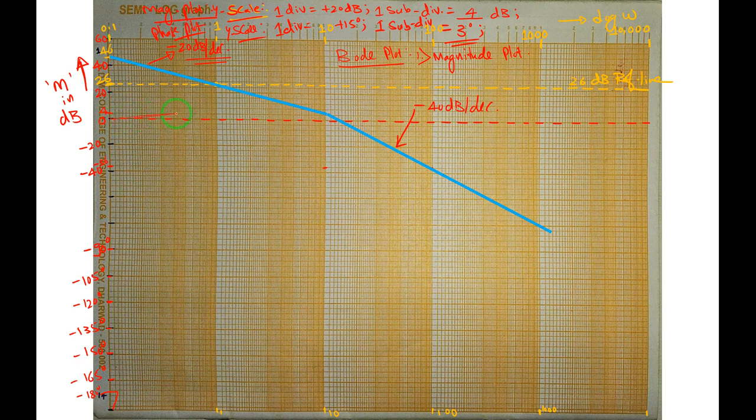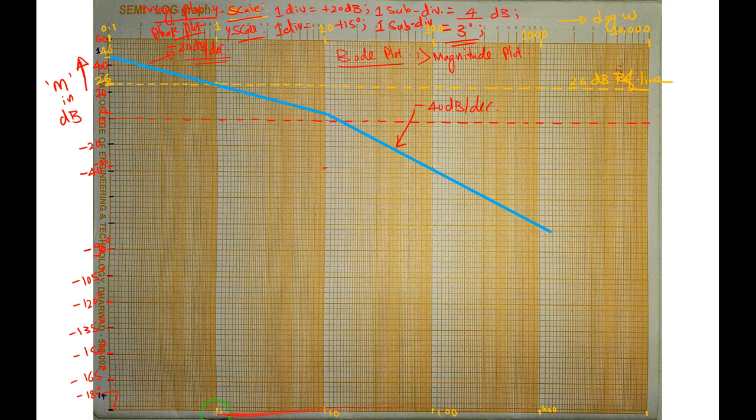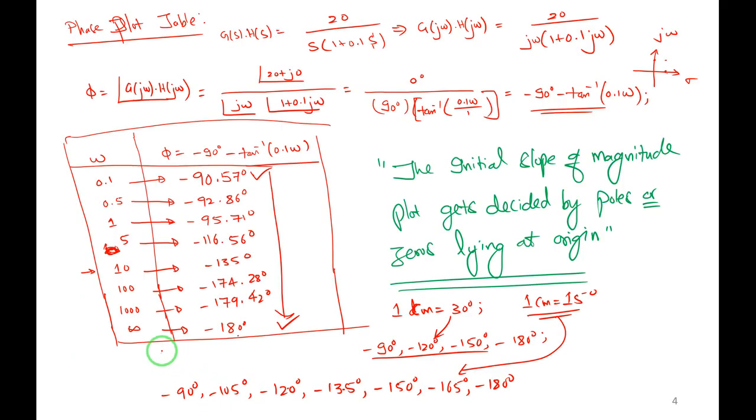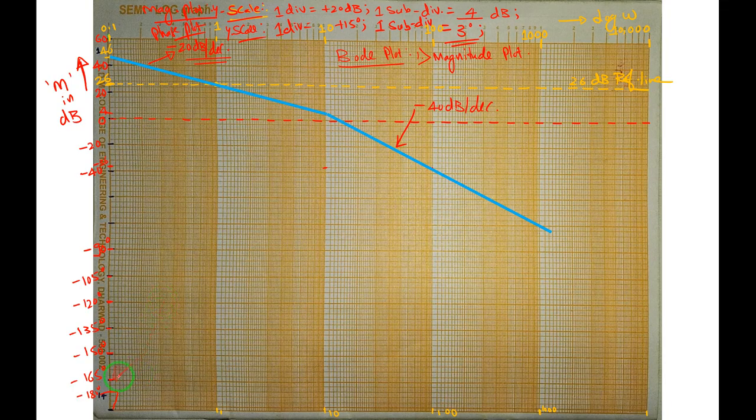For magnitude plot, 0 dB is the reference line. For phase plot, minus 180 degree is the reference line. Yes, this is 1, 10, and so on. So this is point 1. At point 1, let me mark it. For point 1, it is minus 90.57. Let me mark it roughly, no problem, it will not affect much. Minus 90 degree. So point 1 is here. I will mark one point here. Let me take some other ink color. So here it is, I have marked the point.